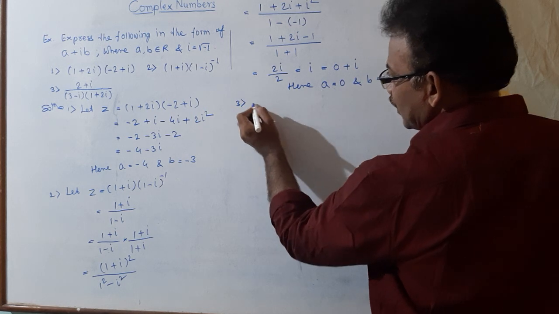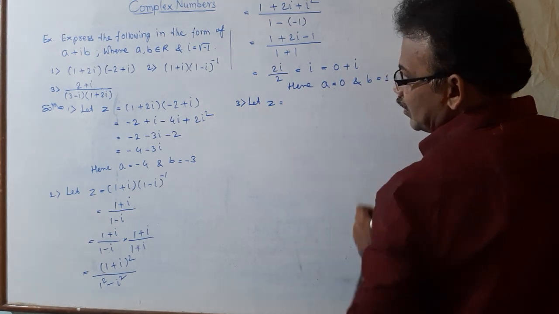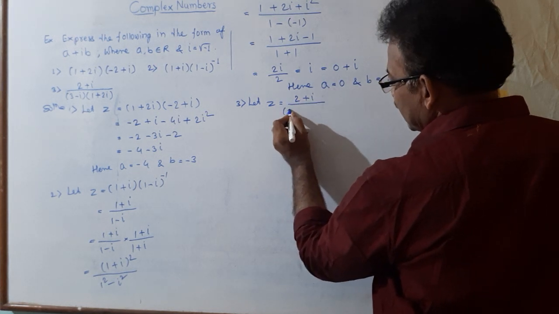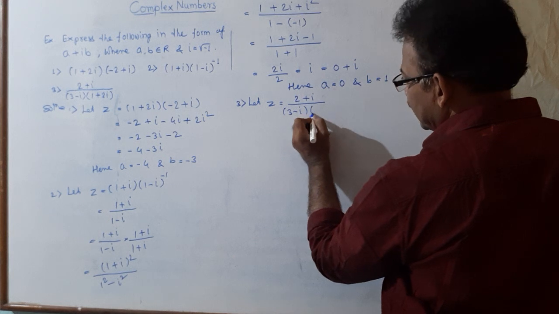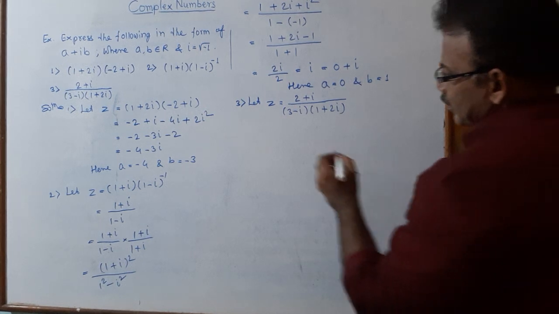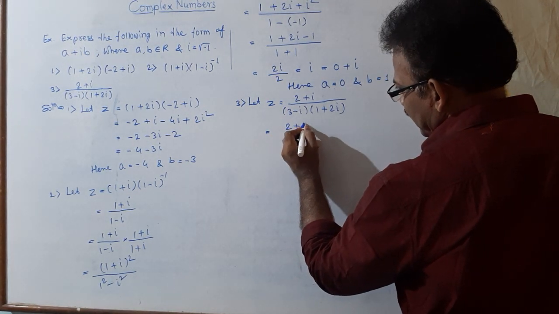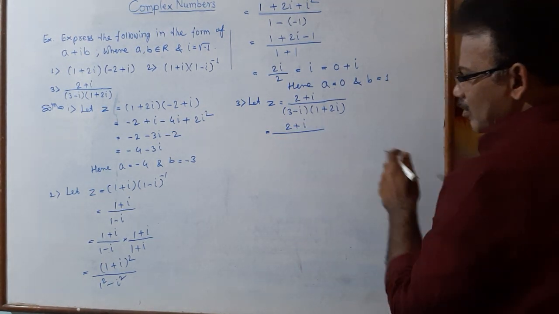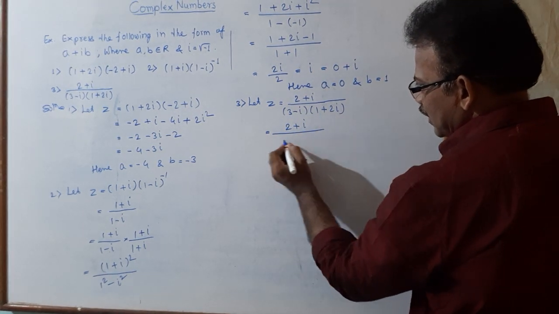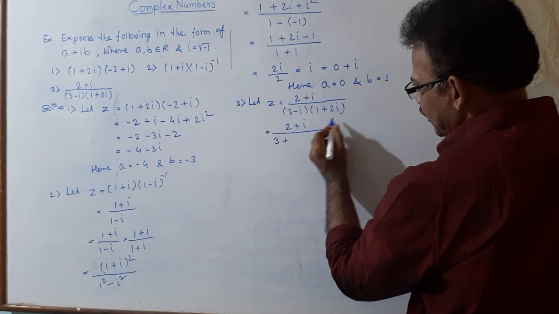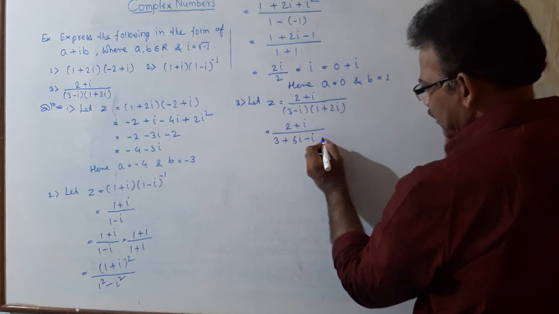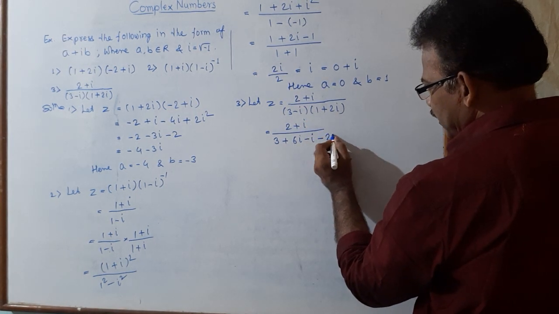Similarly, solution for the third problem. Let z equal to (2 plus i) divided by (3 minus i) into (1 plus 2i). Right? So simplify this, numerator 2 plus i. First we simplify the denominator. Denominator is the product of two complex numbers. Multiply 3 minus i by 1 plus 2i. 3 into 1, that is 3. 3 into 2i, 6i. Minus i into 1, minus i. Minus into plus, minus sign, i into 2i, that is 2i square.